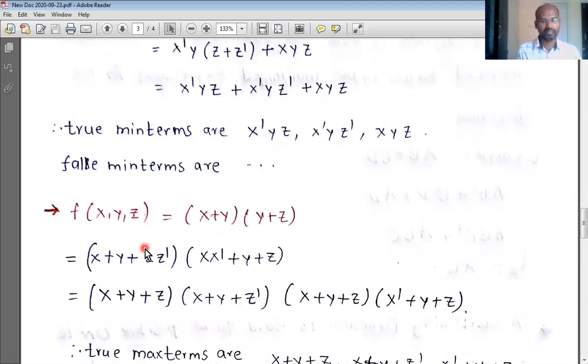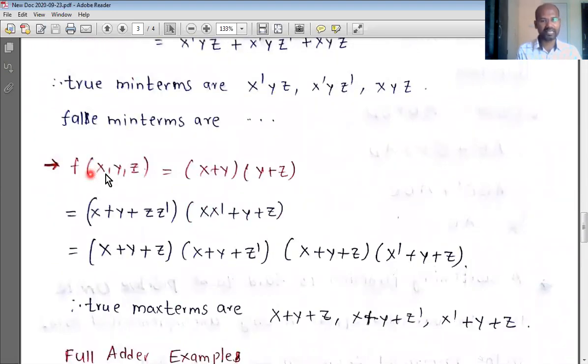Next, another example, f of x comma y comma z. This is the function x plus y into y plus z.